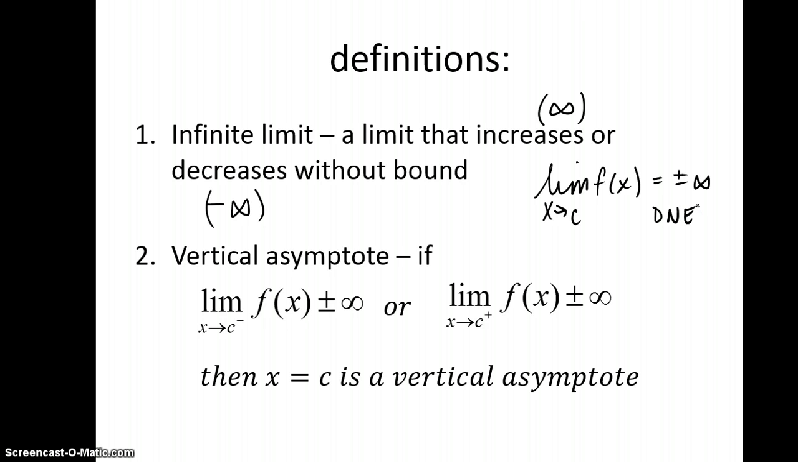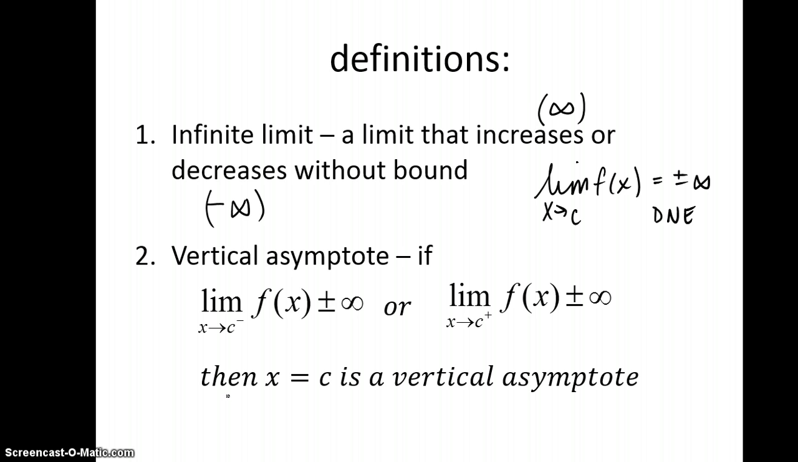Furthermore, we've looked at one-sided limits as well. Now we're going to define what a vertical asymptote is using one-sided limits. So a function has a vertical asymptote if its limit as x approaches c from the left or its limit as x approaches c from the right is positive or negative infinity. If either one of these conditions is satisfied, then x equals c is a vertical asymptote.